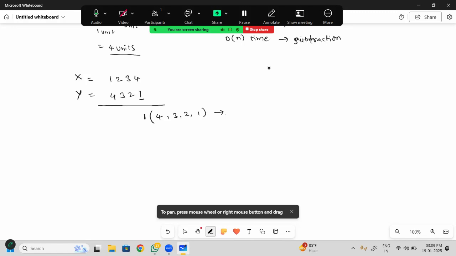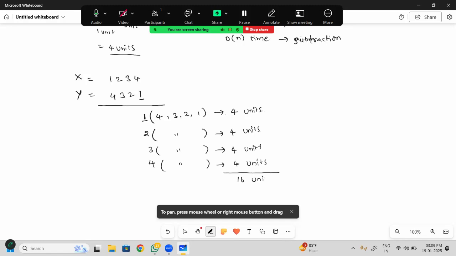Let us understand how many multiplications will be performed. One digit multiplied with a 4 digit number is going to take 4 units of time. Similarly, 2 is also multiplied with this 4 digit number, which also takes 4 units of time. And 3 is another integer which is also multiplied with the same number, 4 units of time. And 4, another integer, is multiplied with 4 numbers, which also takes 4 units of time. So in total it takes 16 units of time.